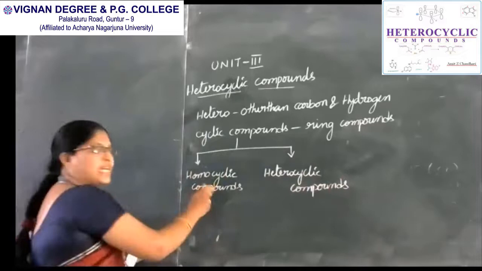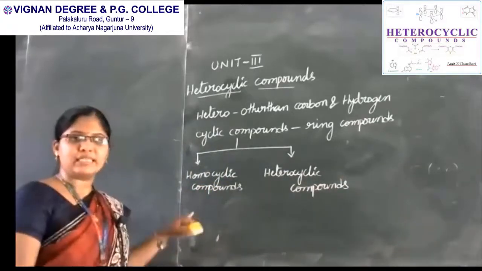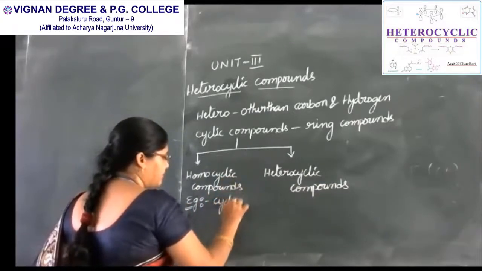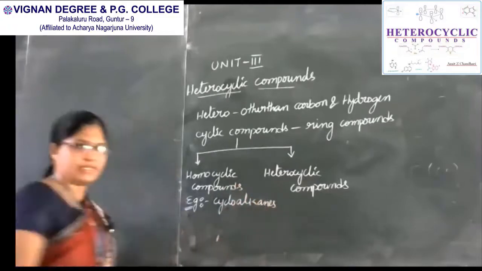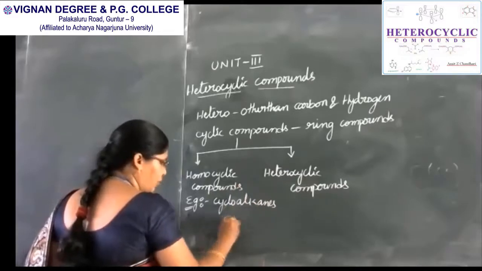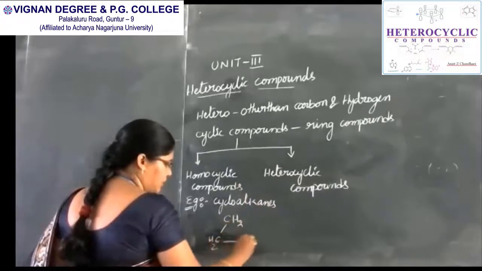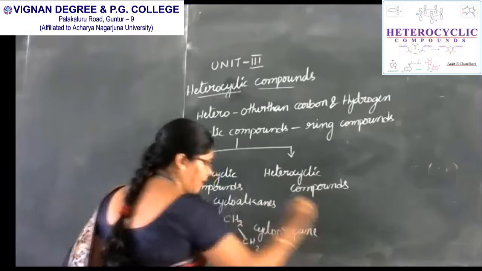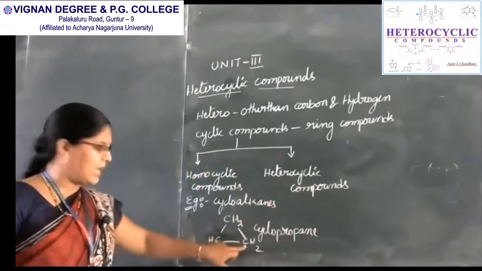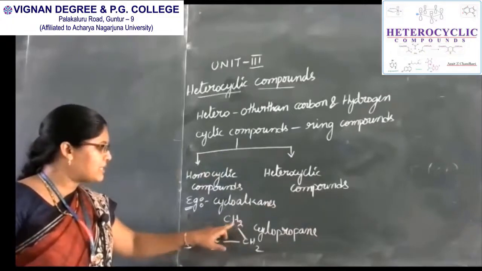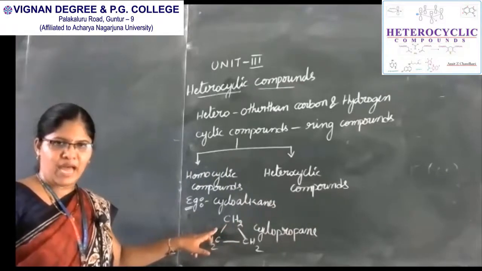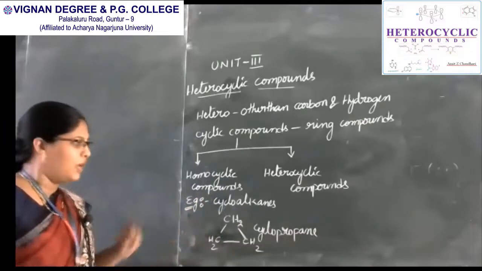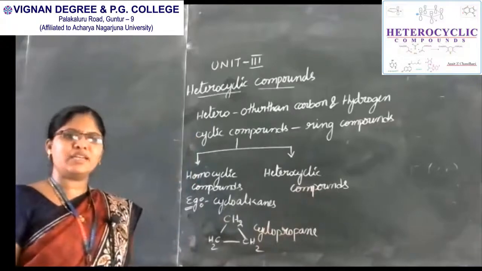Homocyclic compounds means the compounds contain the same atoms, for example, cycloalkanes. Here we are taking cyclopropane, that is CH2, CH2, CH2. This is cyclopropane. In this structure, it contains 3 carbon atoms, that means the compound has the same type of atoms. This type of compound is called a homocyclic compound. And heterocyclic compounds mean they contain different atoms.